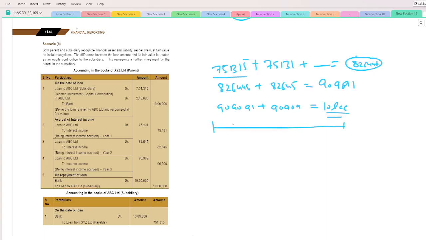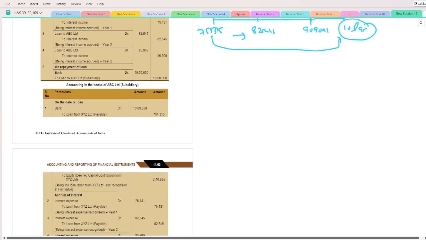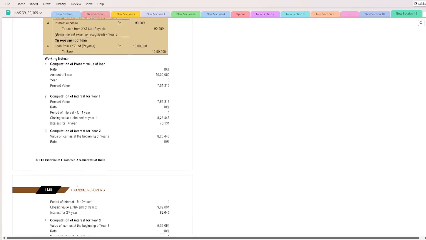So by the end of the third year, if you see, at the inception this was the amount. At the end of the first year, this was the amount 826446. Then at the end of the second year, this amount is 909091, and then 10 lakh. So through the amortization, because here there is no coupon, the amount keeps on increasing, you will be reaching 10 lakh, and then you will be getting the money back. Similarly, it's the other way around for the subsidiary, where it will be a financial liability. You can see it's very straightforward. The entries are the same, and they have shown the computation here also.